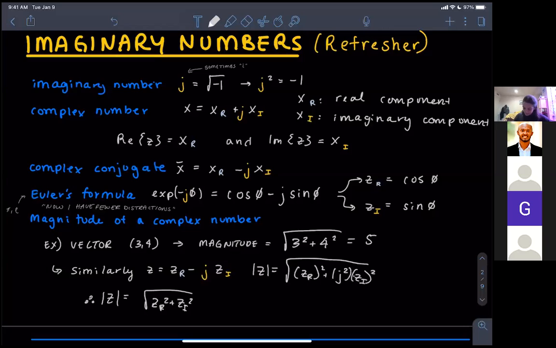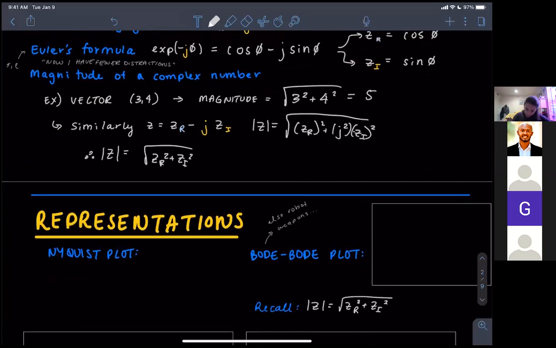All right, now that we have this basis down, we can get into actually looking at how we interpret our data. So the two plots I want to talk about are the Nyquist plot and the Bode plot, sometimes called the Bodhi plot.